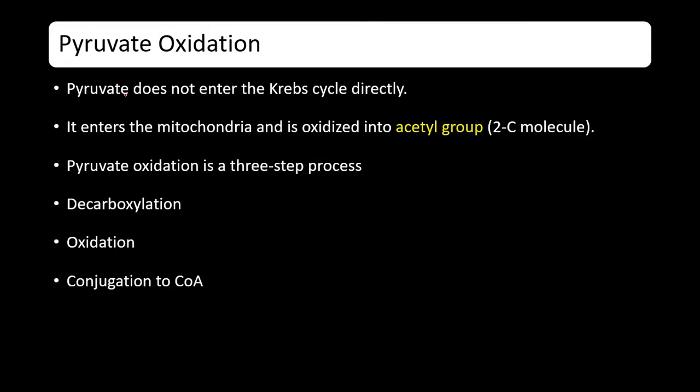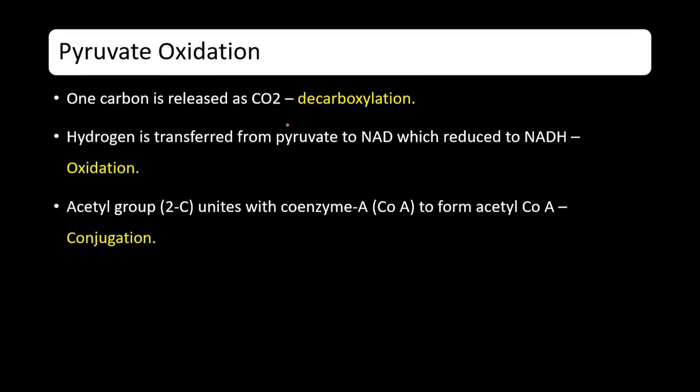Pyruvate molecules produced in glycolysis do not enter the Krebs cycle directly. They enter mitochondria and are oxidized into a 2-carbon molecule that is known as acetyl group. The pyruvate oxidation completes in 3 steps, that is decarboxylation, oxidation, and conjugation.